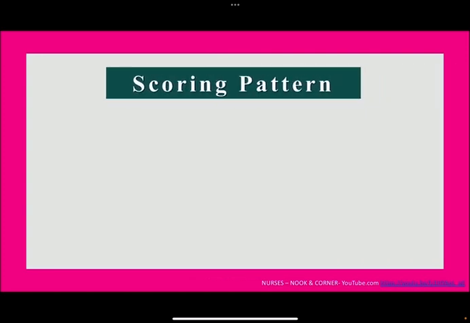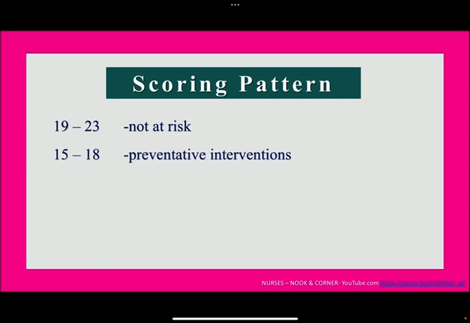You know the scoring pattern: if the patient gets 19 to 23, the patient is not at risk. If the patient gets 15 to 18, you need preventive interventions and measures to prevent the patient from developing a pressure ulcer. If the patient is 13 to 14, that means moderate risk.